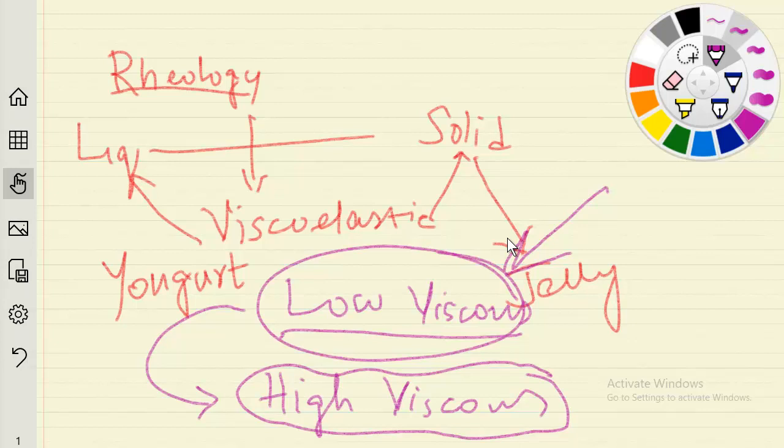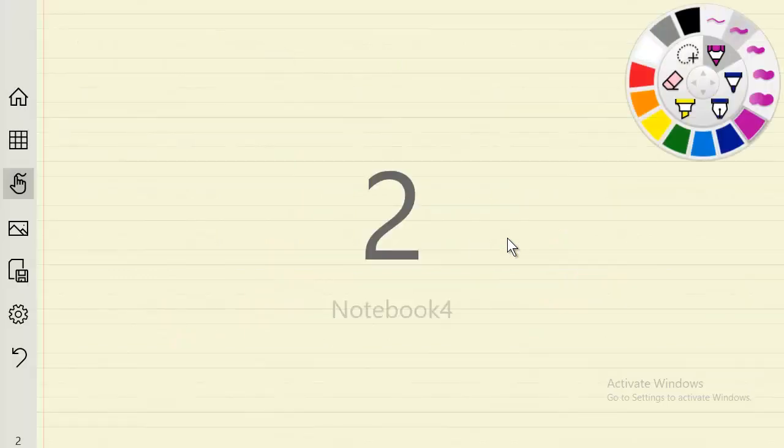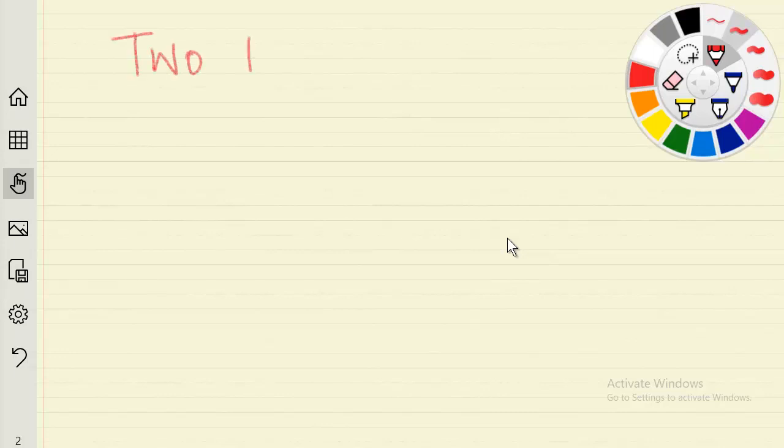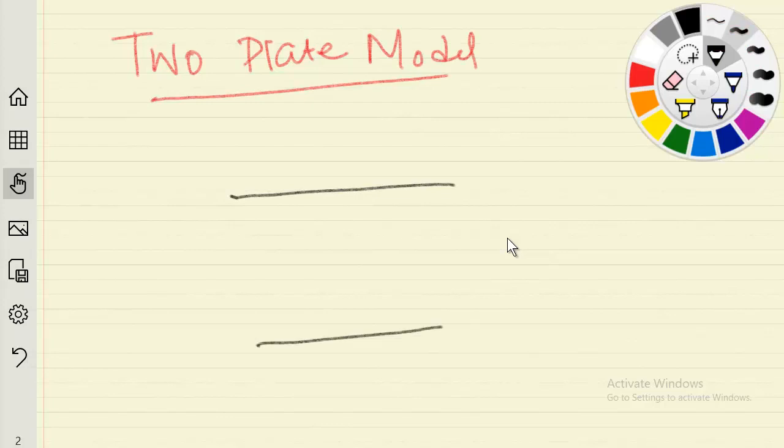The basic definition of viscosity is simply the force of friction between different layers of fluid in a flow. We know there are different types of viscosity, but before that we need to understand one thing. To understand it, I want you to consider this two plate model. For example, I have these two plates, and between these two plates there are different layers of fluid.